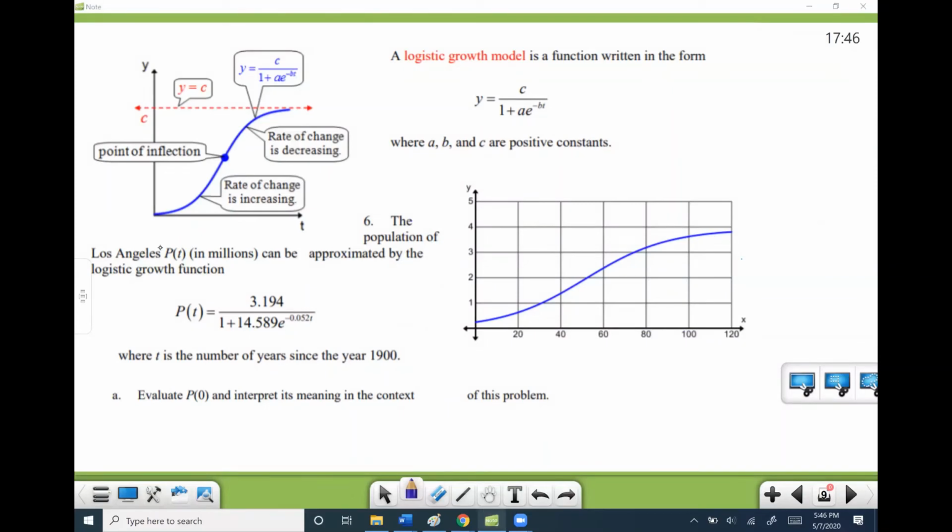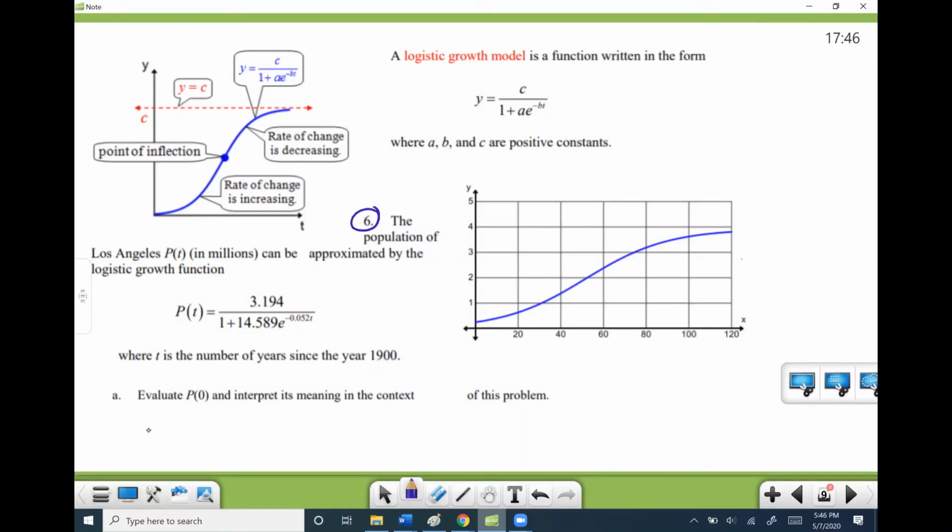So it says Los Angeles. Sorry, it's hard to read because the formatting's off. It says the population of Los Angeles, P of t in millions, can be approximated by the logistic growth function, blah, blah, blah, where t is the number of years since 1900. Evaluate P of 0 and interpret its meaning in the context of this problem.